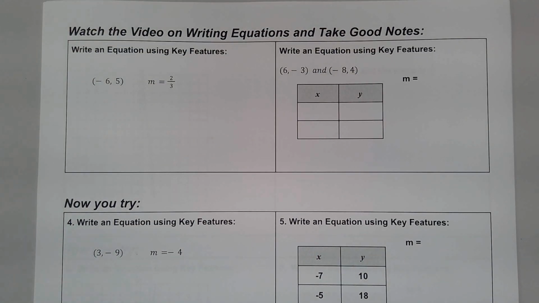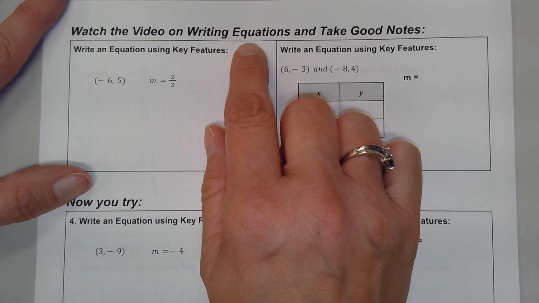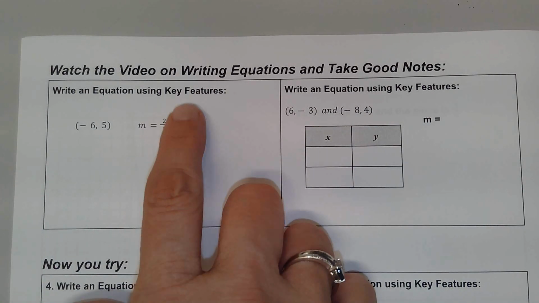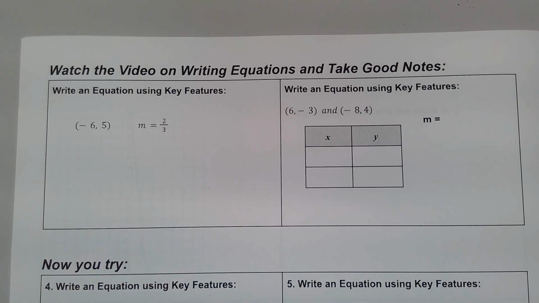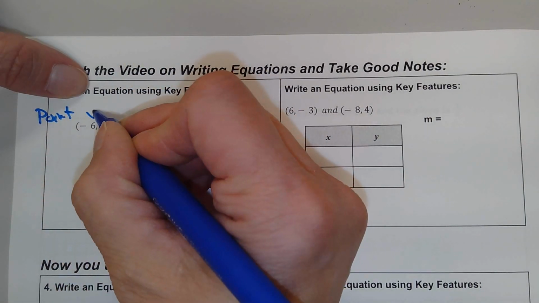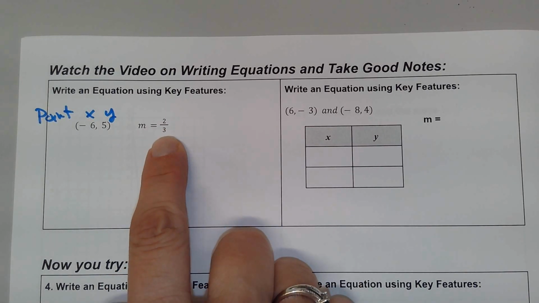Hi, Math 1. Let's review how to write equations. Okay, so I have these key features right here. There's 2 key features that you're always going to be given, a point and a slope. For this point, we have an x value and a y value. And then, of course, we have the slope.